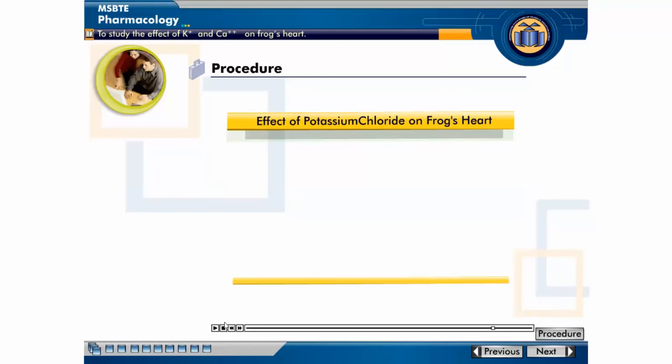When we inject calcium chloride, then heart rate will be increased. It is observed that heart rate gets increased and also force of contraction. And when we inject potassium chloride, then what will happen? What happens? Heart rate decreases. That is, it gets relaxed at diastole.